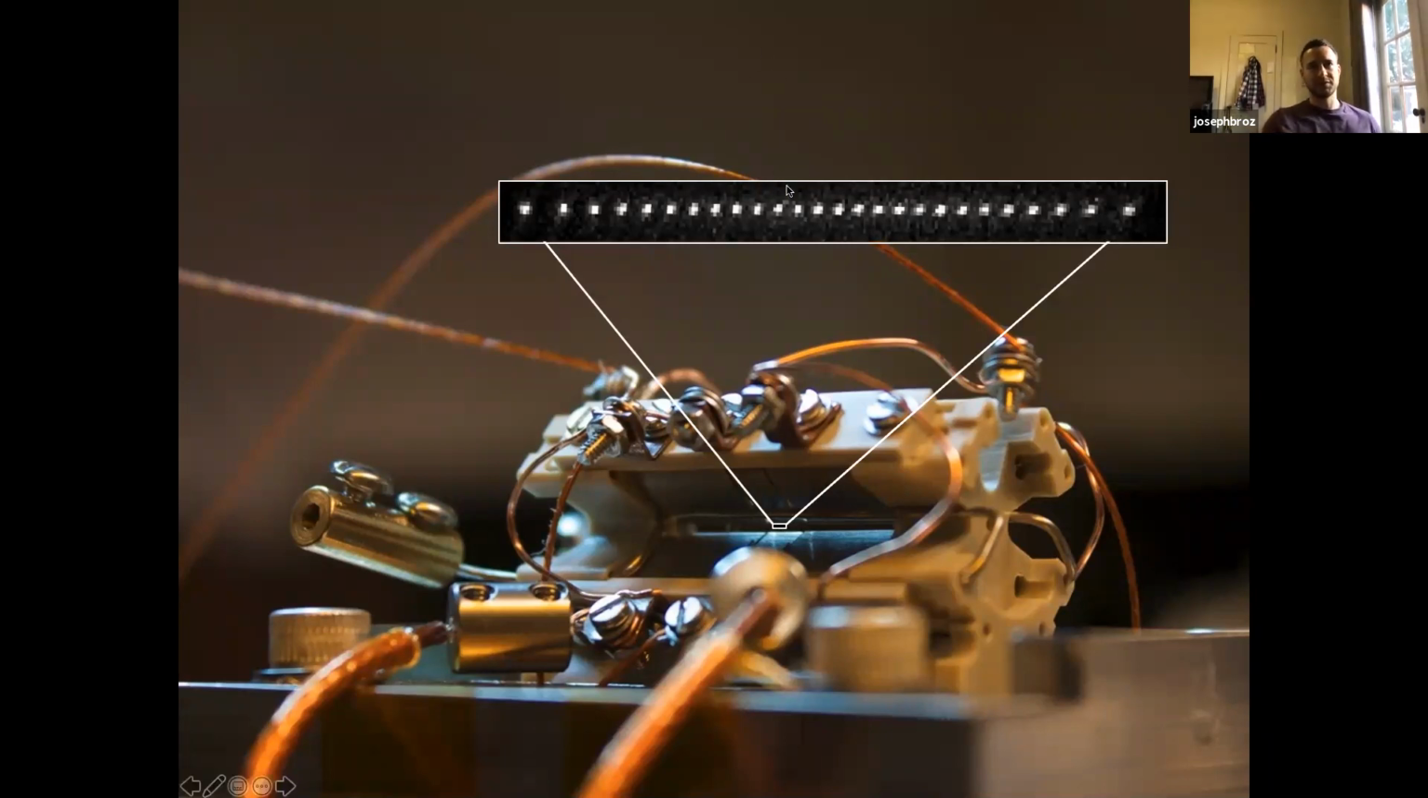Again, I mentioned this with the ring trap, but each one of these little blinking lights is an actual individual calcium atom. I always thought this was so cool when I joined our lab, and I still do, because our lasers are focused well enough that you can point them at individual atoms, and you can sit there and see them go through quantum jumps and get dim.